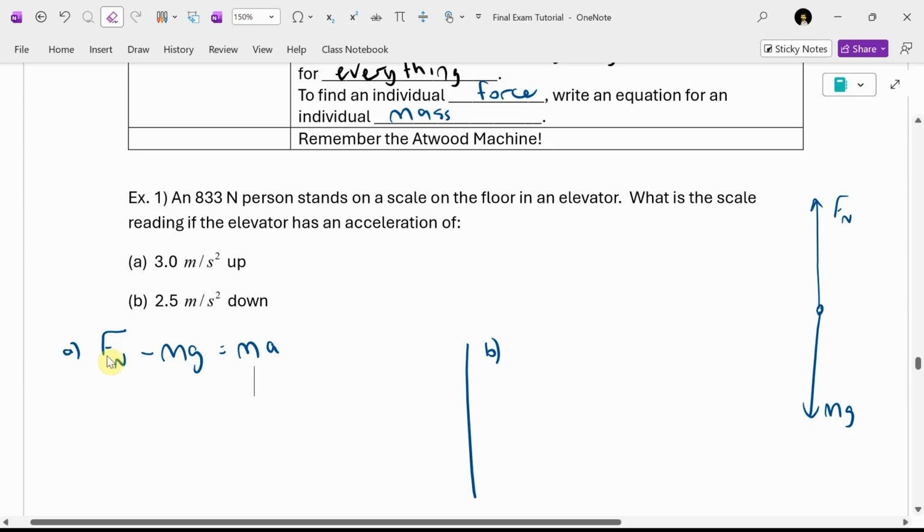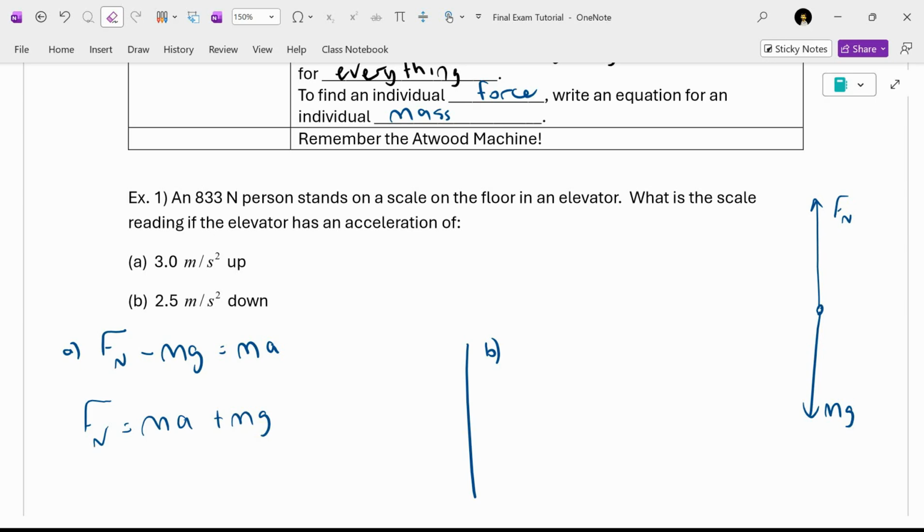We're going to get the normal force by itself. I need to move the mg over. This is not a swappy dance. The mg is negative, but the normal force isn't. How would I move the mg over if it's minusing? And so I would say the normal force is going to be ma plus mg.